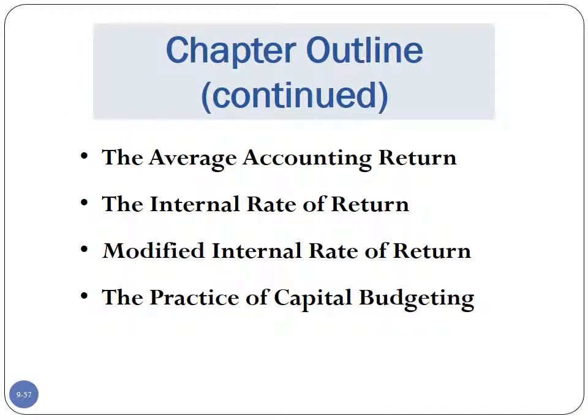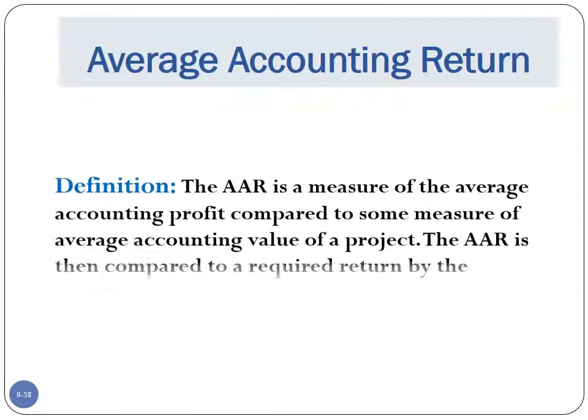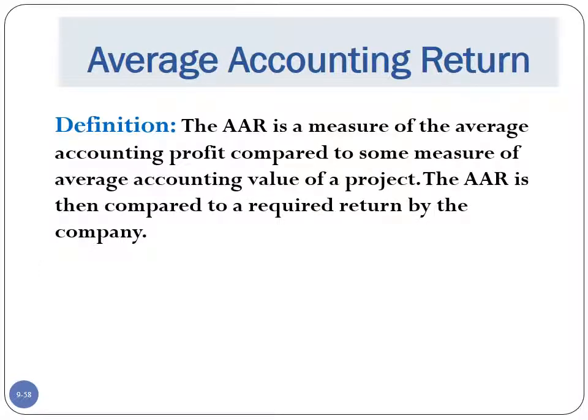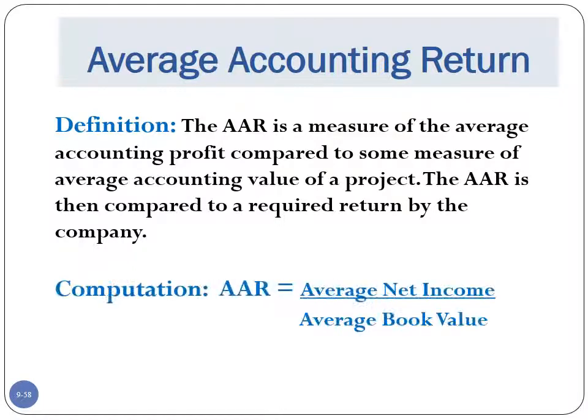So we have a couple of other forms of project evaluation: the average accounting return, internal rate of return, modified internal rate of return, and then we look at overall how these all fit into the practice of capital budgeting. So let's consider for a minute the accounting return. The average accounting return is a measure of the average accounting profit compared to some measure of average accounting value of a project. The average accounting return is then compared to a required return by the company. So it's average net income over average book value.